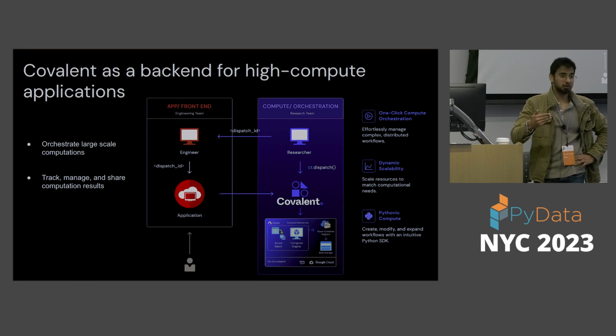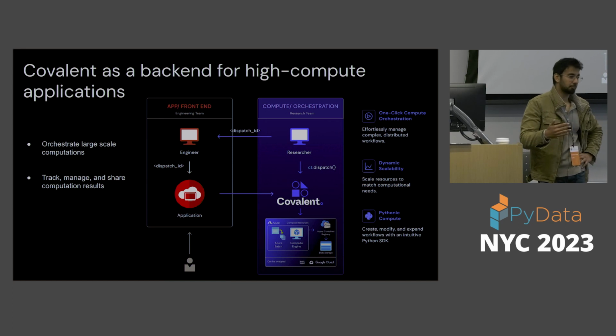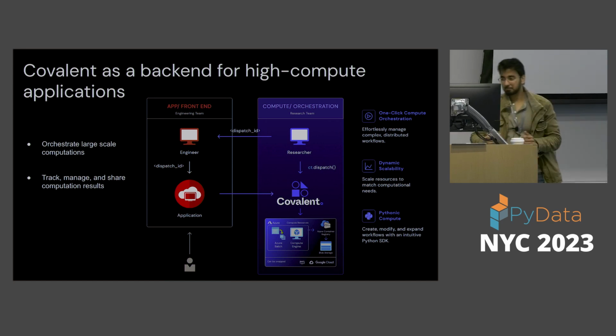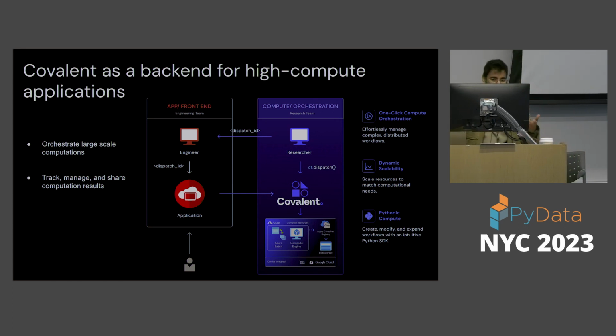So you write your code in Covalent and you just tag along it, and you can scale it up or scale it down however much you want and send it to any kind of compute if you're using Covalent as a backend for your compute. So the setup that people typically have been having is shown over here.